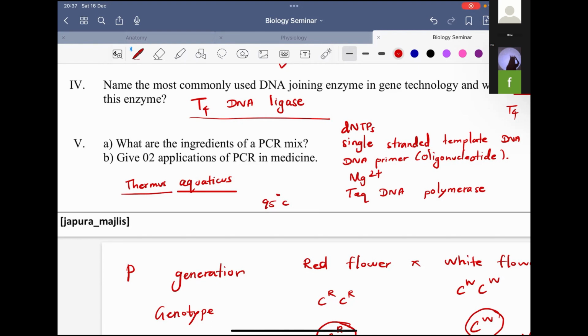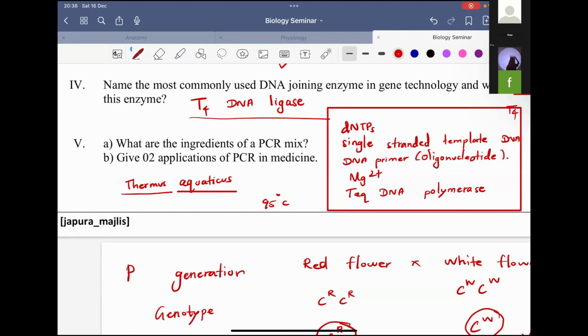So it would be necessary to add fresh DNA polymerase after the denaturation. But since we have this thermophilic bacteria from which we can get Taq DNA polymerase, we add it as we mix the PCR mix. That is the reason we use Taq DNA polymerase, because ordinary DNA polymerase would denature at 95 degrees Celsius. I didn't explain the process of PCR, so I hope you know it. That is all for the ingredients of a PCR mix.